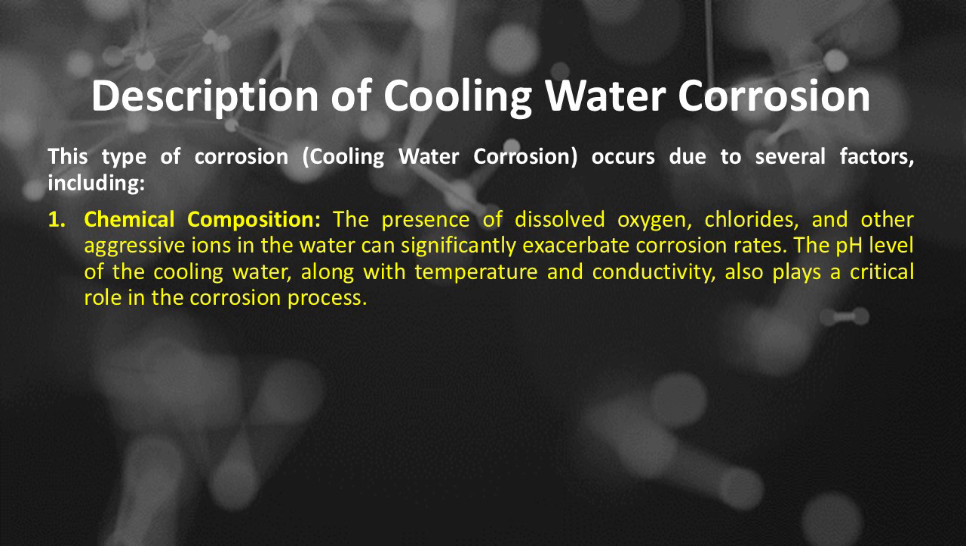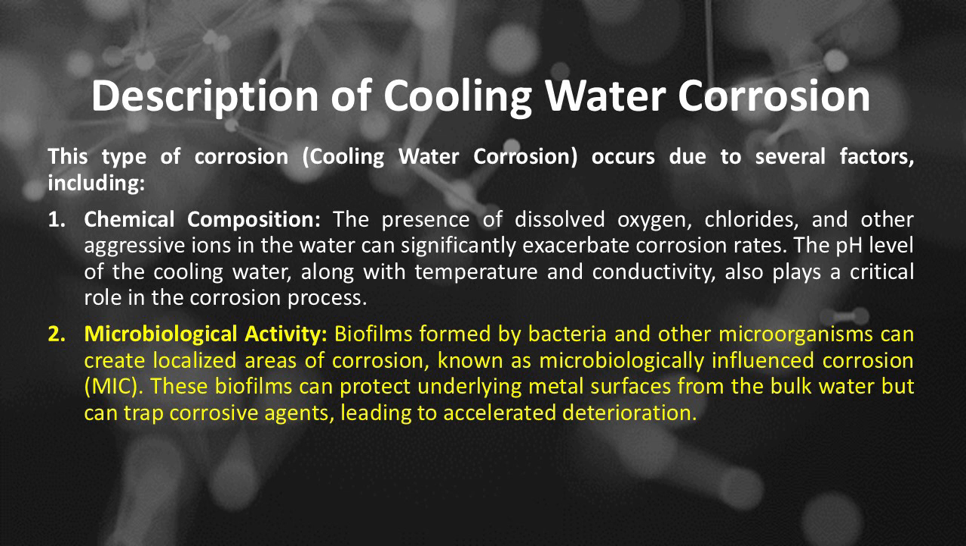Number 2 is microbiological activity. Biofilms formed by bacteria and other microorganisms can create localized areas of corrosion, known as microbiologically influenced corrosion, or MIC. These biofilms can protect underlying metal surfaces from the bulk water but can trap corrosive agents, leading to accelerated deterioration.